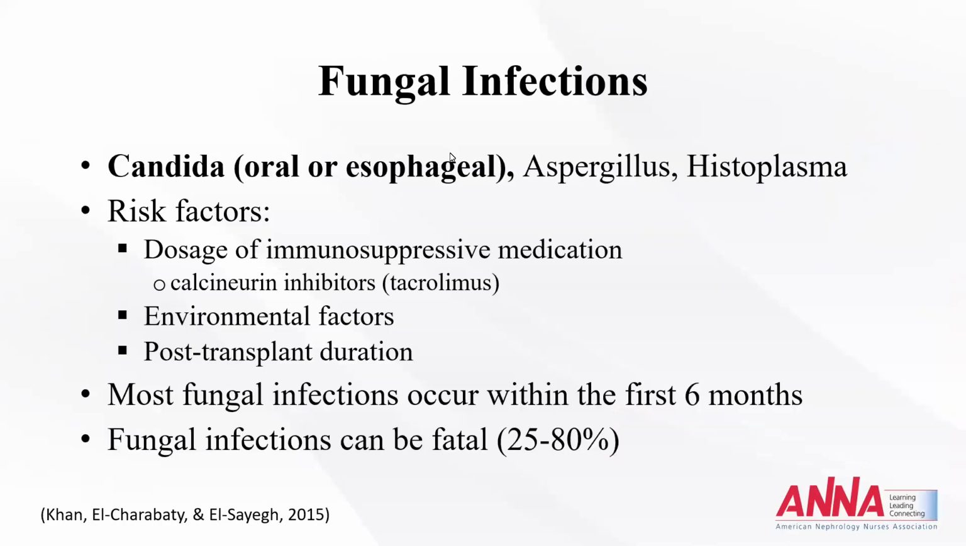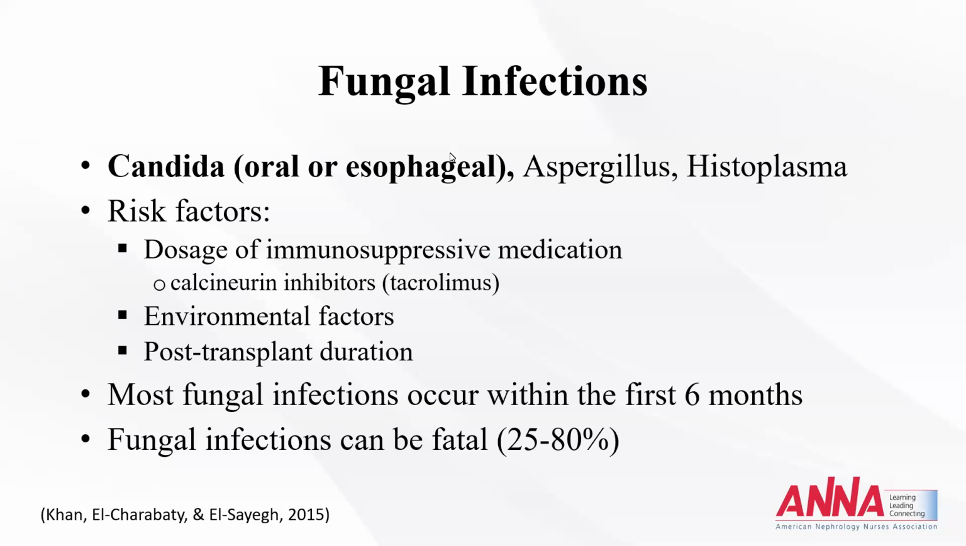And lastly, I think we'll get into some fungal infections to wrap up here. So fungal infections that we see also is Candida. The ones that get severe are when we get oral Candida or esophageal candidiasis. The other ones that can happen are Aspergillus and histoplasma. I've seen histoplasma a few times, but most commonly you're going to get a Candida infection, a thrush infection in the mouth. Risk factors with anything else is the dose of immunosuppressive medication.